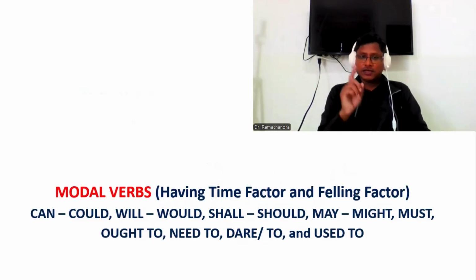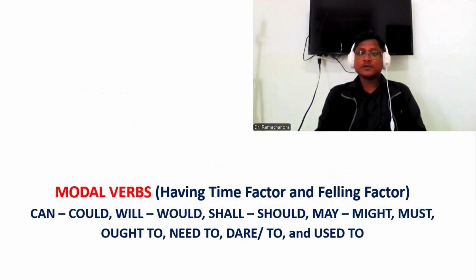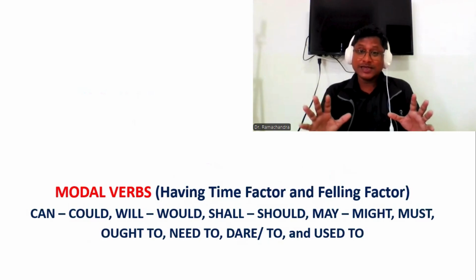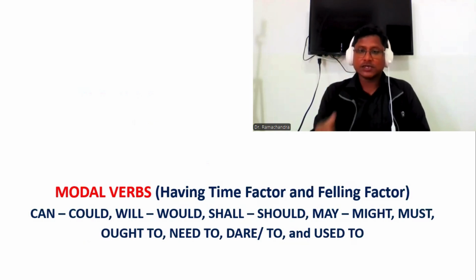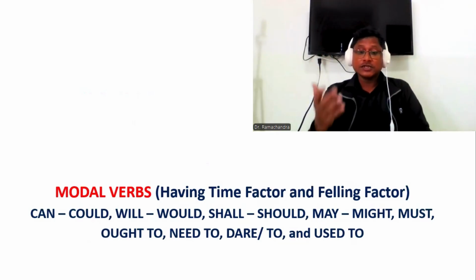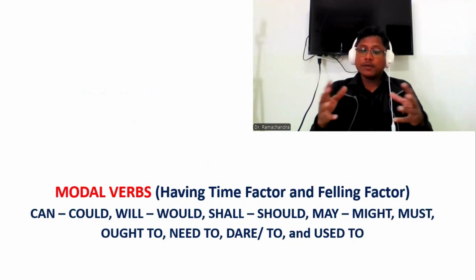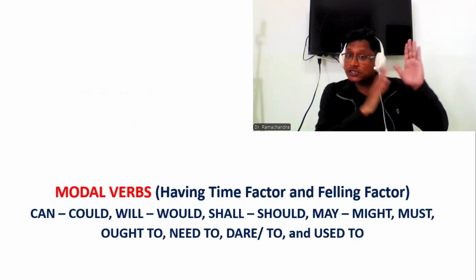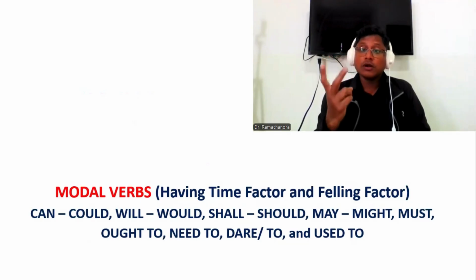These are modal verbs. Here you see that they have a time factor and a feeling factor. What does feeling mean? It not only tells the time, but also tells the intention and your ability, your permission, your possibility, your certainty, intention, suggestion, advice, request, obligation, hypothetical situation, necessity, logical conclusion, challenge, courage, and past habits. It's not only time, they also have feeling factors. That's why these are called modal verbs in English.